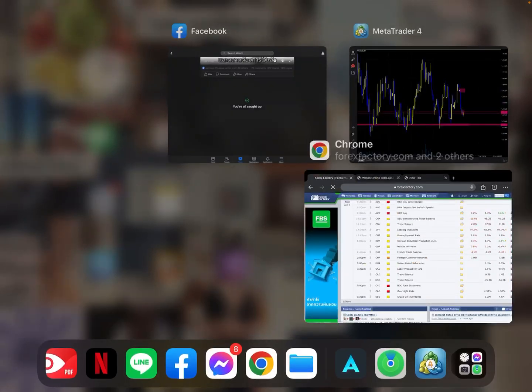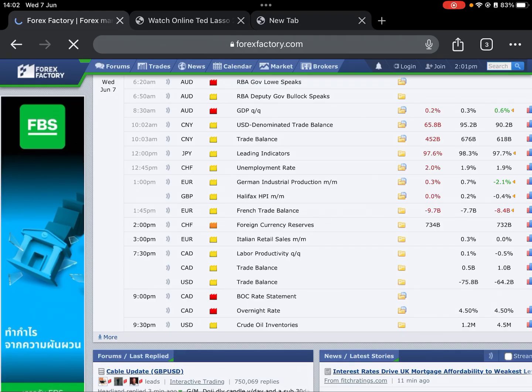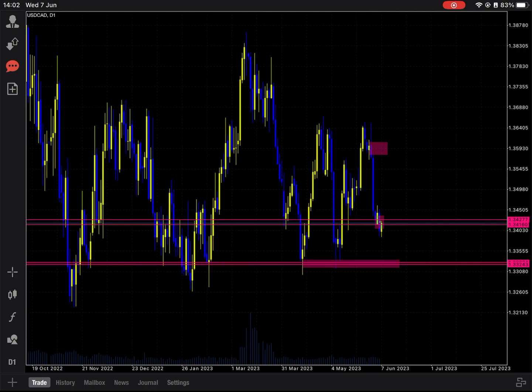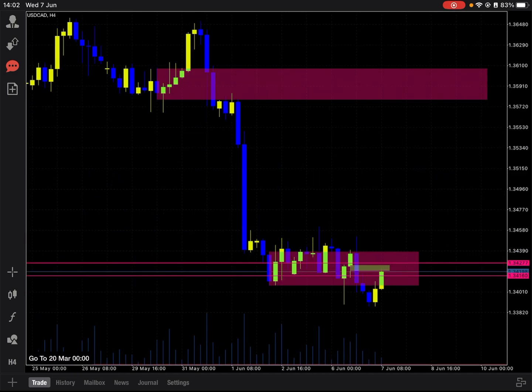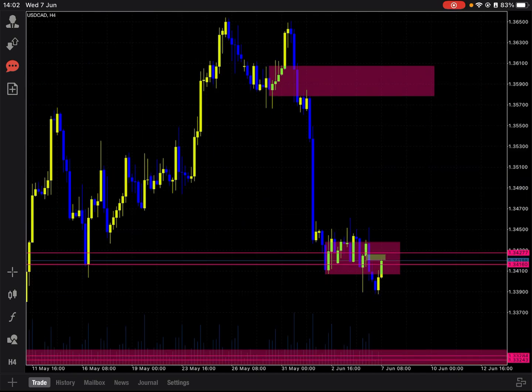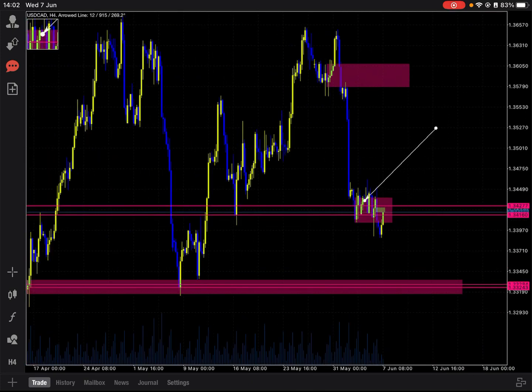Alrighty, let's start today off with USD CAD. Now, mind you, today we do have high impact news on CAD pairs. Going to H4, you can see that the price is right now in our potential sell zone. And this sell zone is quite far from both the buy zone and this other sell zone.